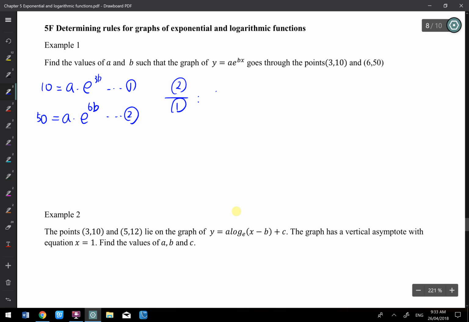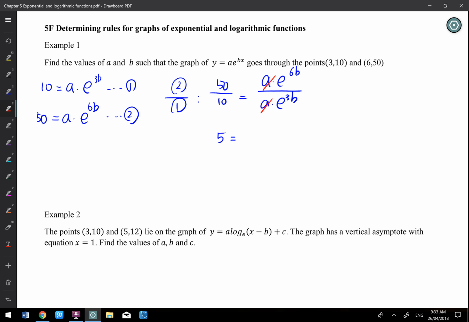So 2 divided by 1. Let's write it that way: 50 over 10 equals a times e to the power of 6b over a times e to the power of 3b. So the left hand side we have 5. And on the right hand side, this a and a will get cancelled. When we divide exponentials, what do we do to the power? Minus. We subtract the power, so it's e to the power of 3b.